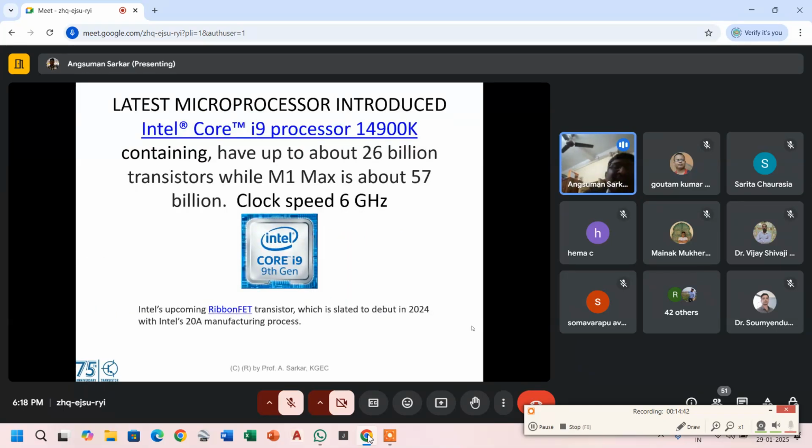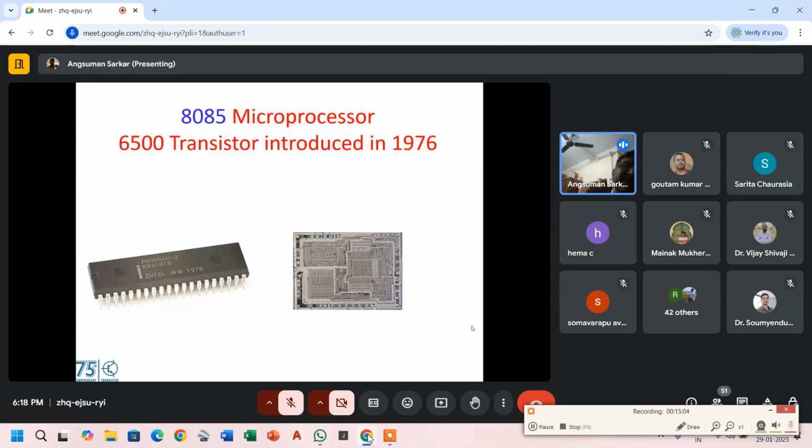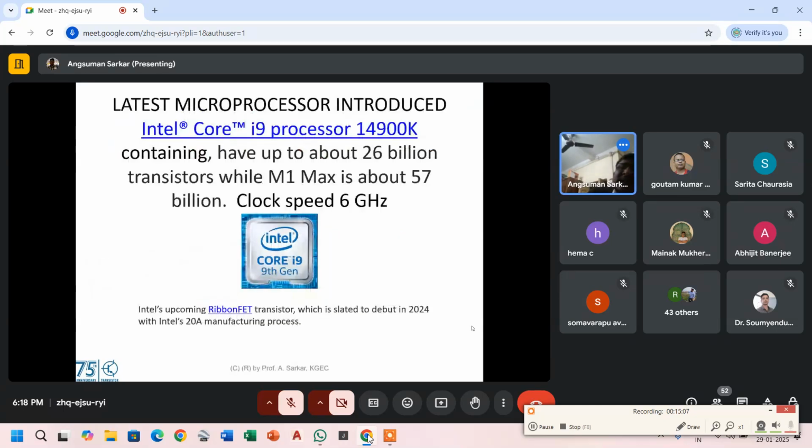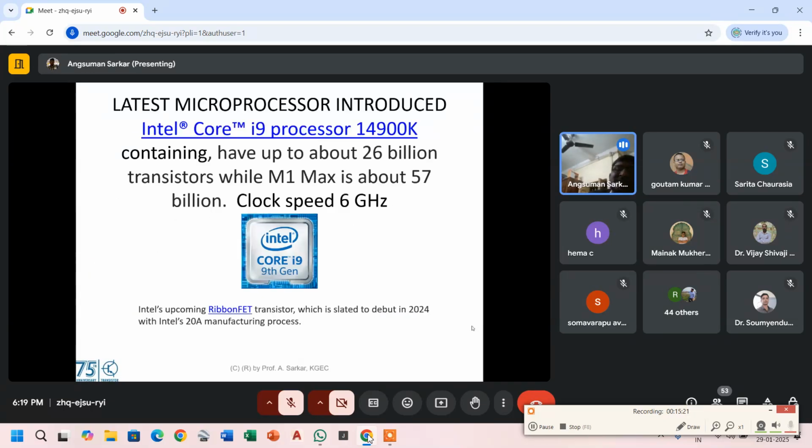Now consider the latest microprocessor introduced by Intel, the Core i9 processor, and see the number of transistors. The chip name is 14900K. It contains 26 billion transistors. So just see the differences. The initial one had 2,300, the 8085 had 6,500, and now it is 26 billion transistors, and the clock speed is 6 gigahertz. Initially it was 700 hertz and now it is 6 gigahertz.